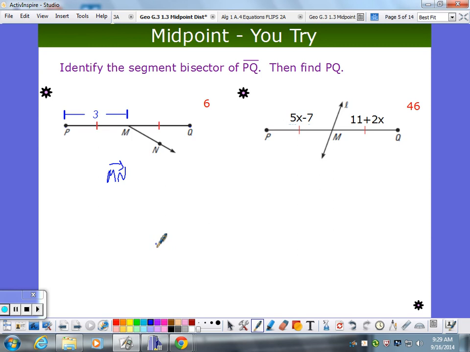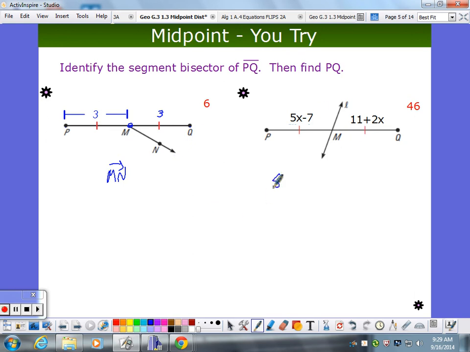Let's see how we did here. So the segment bisector on that first one is ray MN. I got 6 for the length of PQ. Why? Because these two pieces are congruent. This piece is 3, so this piece has to be 3 if this is a bisector. That's the midpoint. And adding them together using the segment addition postulate, I get 6.